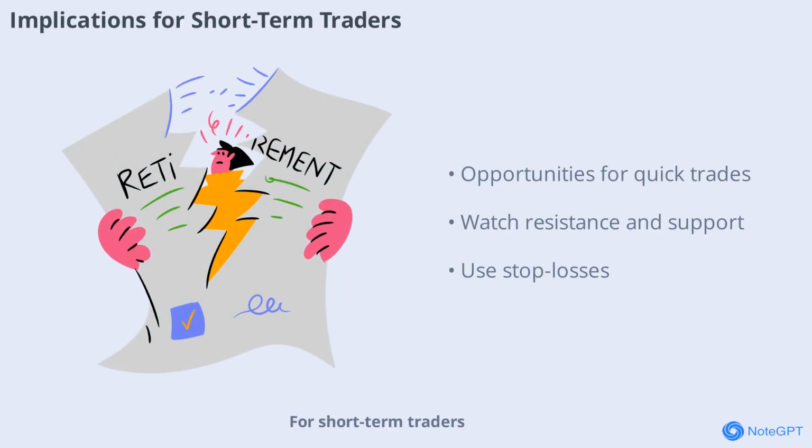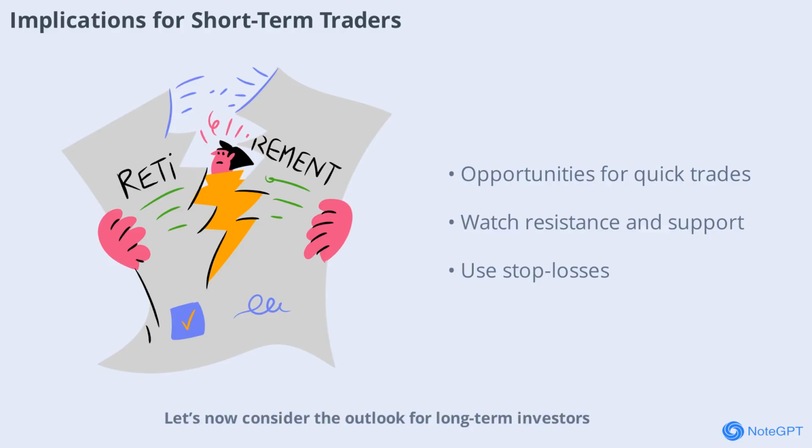Let's now discuss the implications for different types of traders and investors. Short-term traders, the current technical setup offers both opportunities and risks. The stock is near resistance and showing some overbought signals, so quick profits may be possible, but caution is needed. Tight stop losses and careful position sizing are recommended. Watching for a breakout above resistance or a pullback to support can help traders make informed decisions.